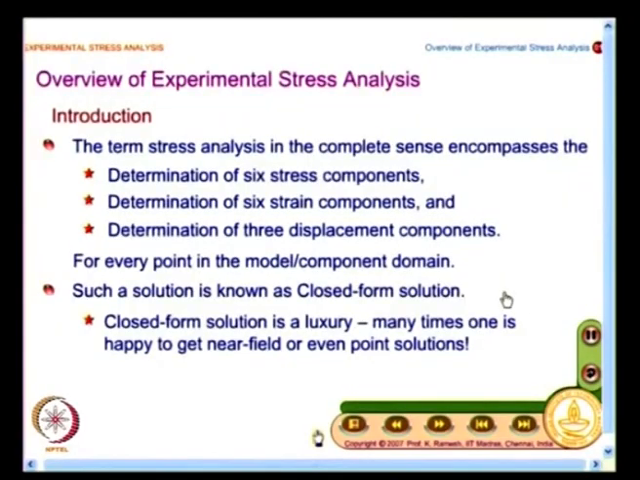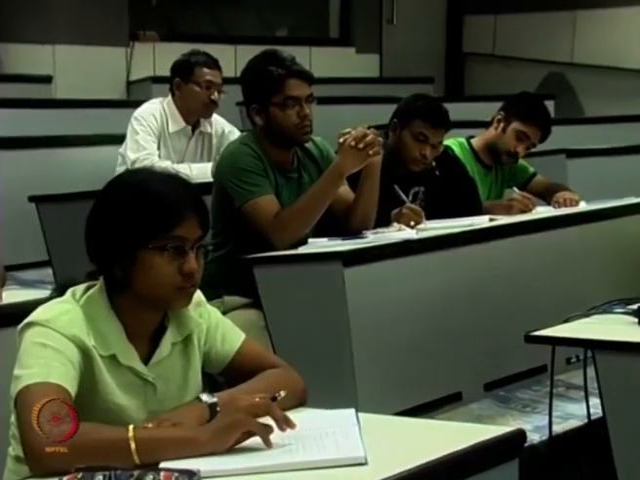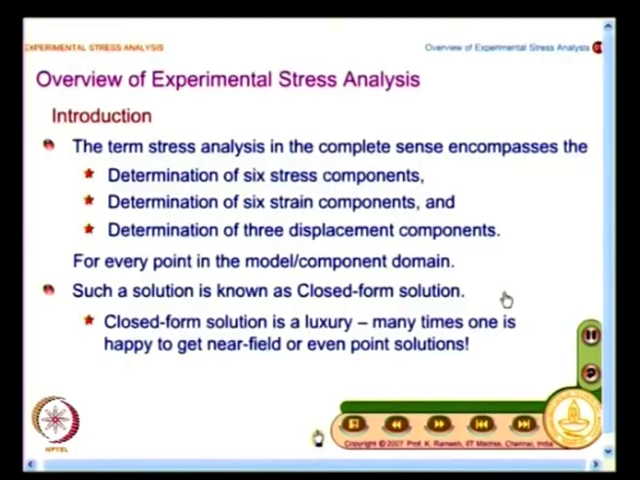So what you have to understand is, the term stress analysis in its complete sense encompasses determination of 6 stress components, 6 strain components and 3 displacement components, and it is a luxury. So, we have to go for the kind of solution which you require for the problem on hand. Always you do not require all these 15 components.